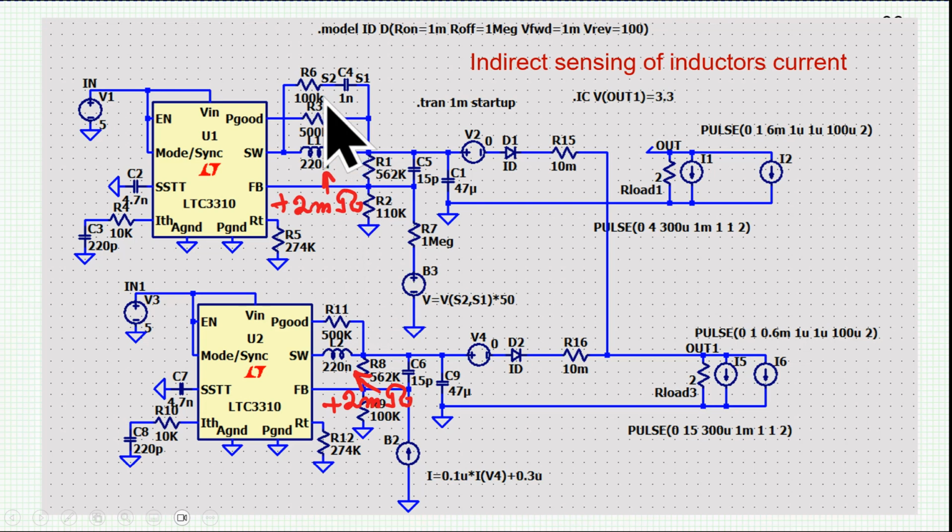Now, obviously, you need a differential amplifier to measure the voltage here, which is sort of floating, and then provide a signal which is referred to ground. But this, of course, you'll have to do also if you're measuring the current across a sense resistor.